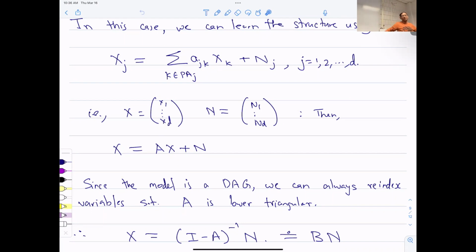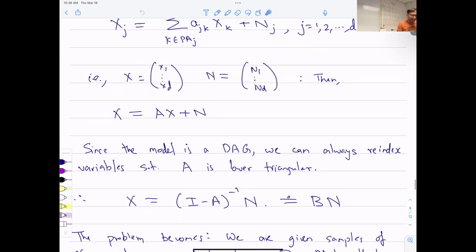Because I can re-index it to get that form. That's not a problem. Which means that I can write X is (I minus A) inverse times N. Good. And I'm going to call this B. So the goal is to learn B.